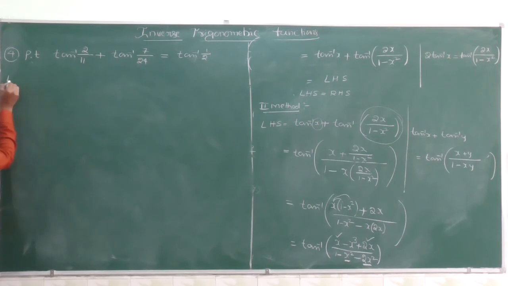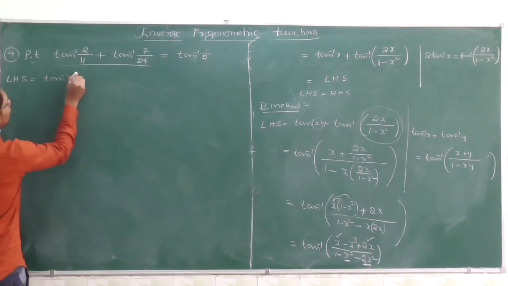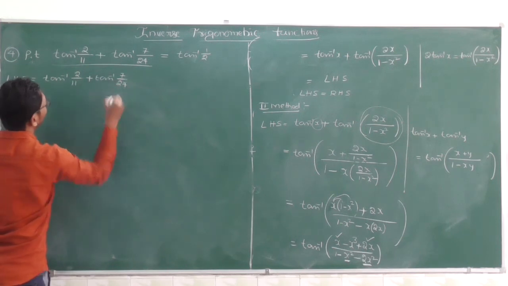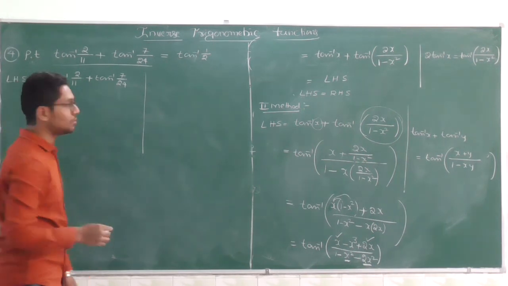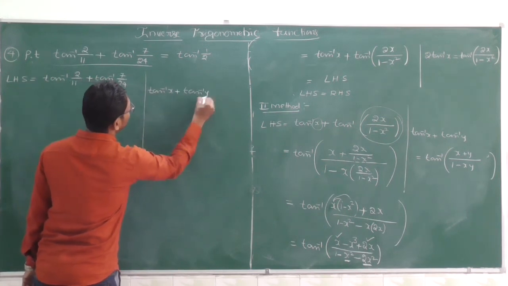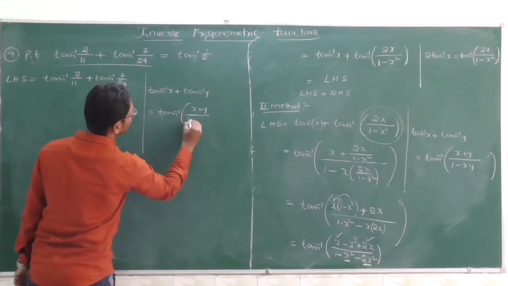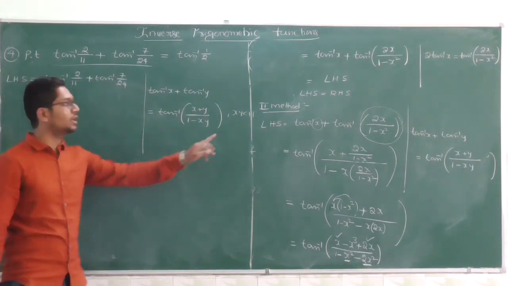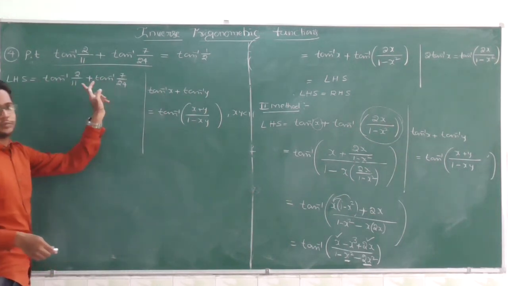Take the LHS of this problem. LHS is tan inverse of 2 by 11 plus tan inverse of 7 by 24. We have the property that tan inverse x plus tan inverse y equals tan inverse of x plus y by 1 minus xy, where xy is less than 1. The product of x and y should be less than 1. Apply this property in this problem.